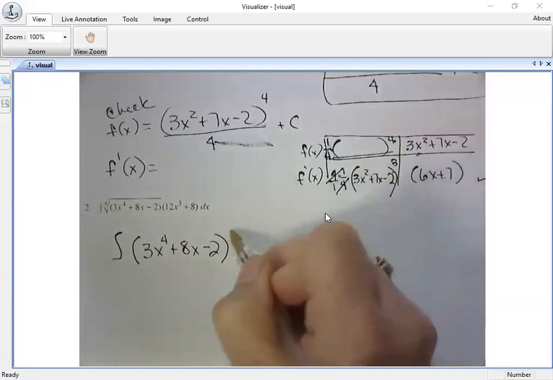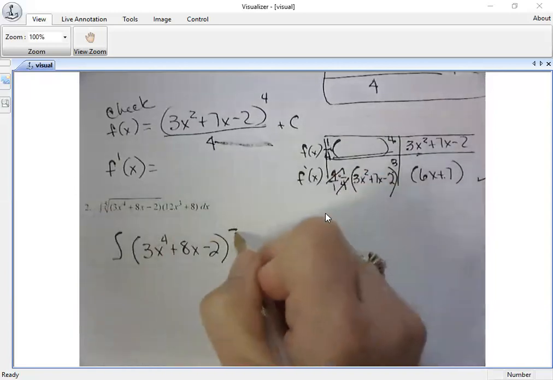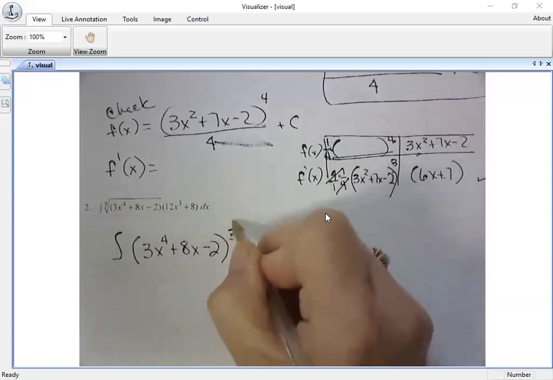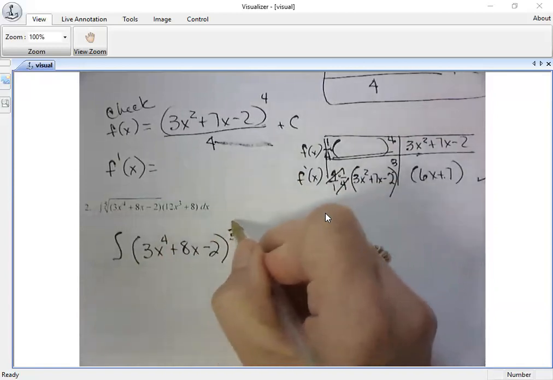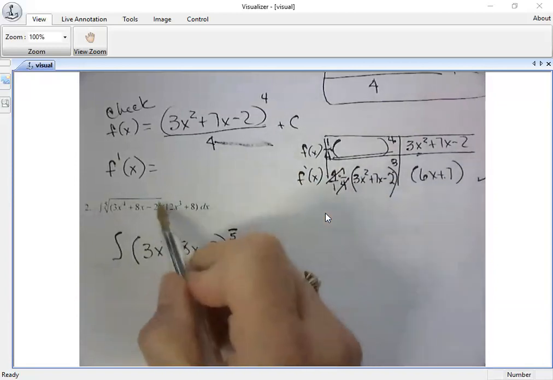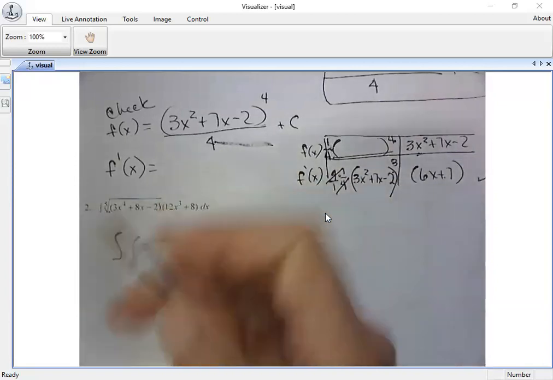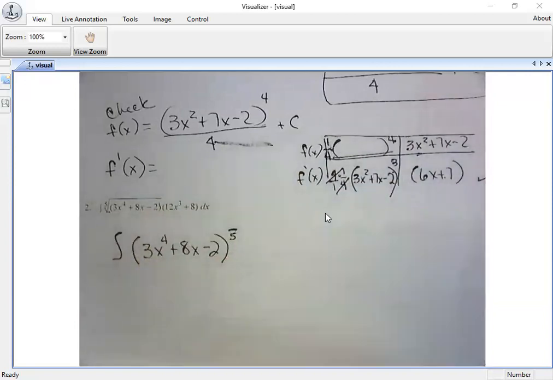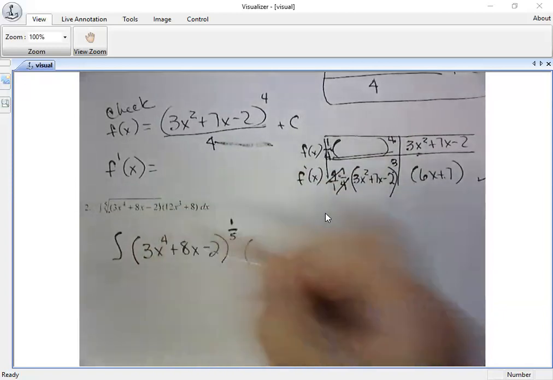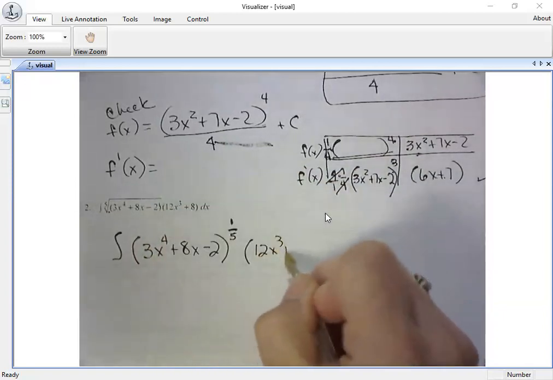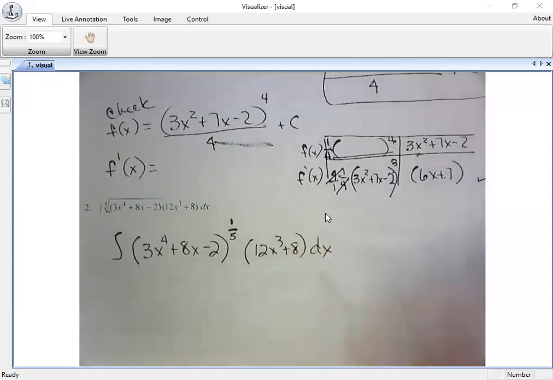It's a fractional exponent. The index is my denominator, so the index is a 5, and then the exponent on top is just 1, because I do not have an exponent on the parentheses, which means the exponent is really 1. Okay? So if I had the 5th root of something, that's the same thing as raising it to the 1/5 power. And then we have this 12x cubed plus 8 dx that's also multiplied by it. So that's the first thing I do. Rewrite it so you don't have a radical.